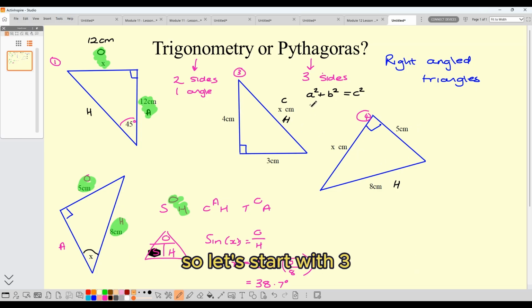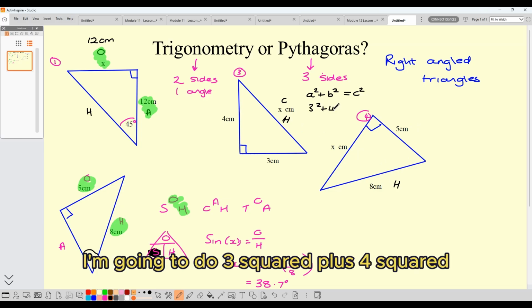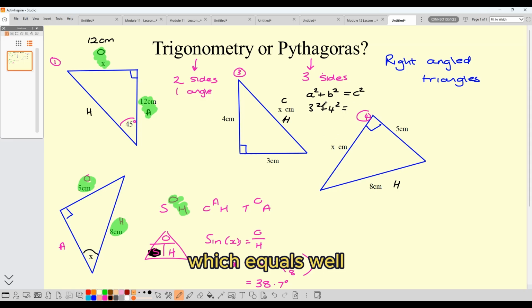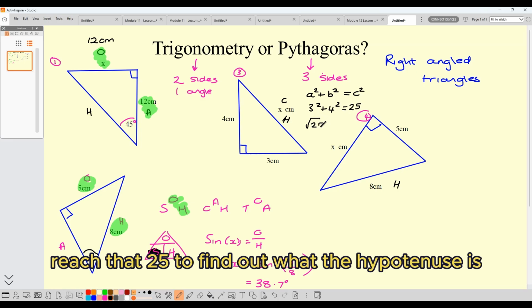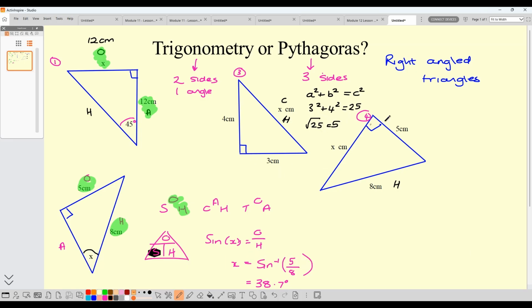So let's start with 3. I'm going to do 3 squared plus 4 squared, which equals, well, 9 plus 16 is 25. That's c squared, so we need to square root that 25 to find out what the hypotenuse is, which is 5.